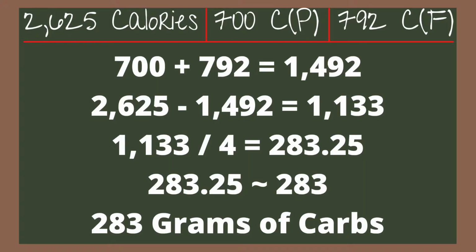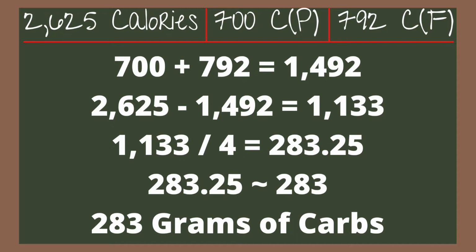So we already know that I need to eat 2,625 calories to maintain my body weight of 175 pounds. We figured out the calories from protein, giving us 700, and the calories from fat, giving us 792. If we add 700 to 792, we get 1,492. Then we take our 2,625 calories and subtract the 1,492, giving us 1,133 calories remaining. Those calories are going to come from carbohydrates.